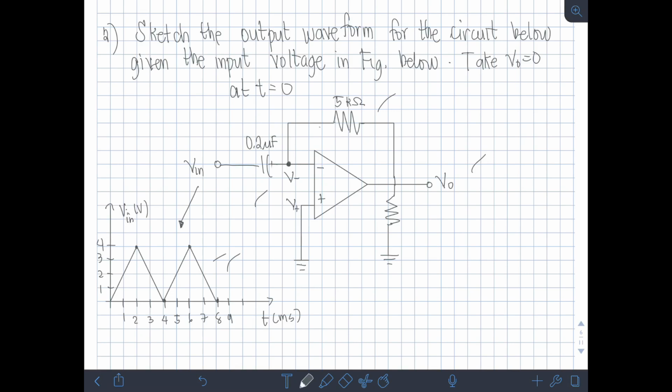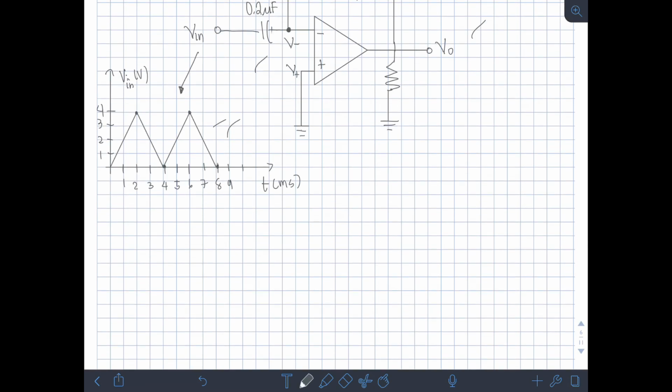Okay. So, para mahanap natin yung equation ng waveform na to, mapapansin nyo, periodic siya. So, ito yung first period, tapos naulit lang dito sa pangalawang cycle. So, pwede lang natin hanapin itong piecewise functions nitong dalawang graph na to, which is just a line. So, gamit tayo ng piecewise function. So, dito muna sa line na to. So, for the interval, t is in between 0 to 2 millisecond, ano yung equation ng line na to?